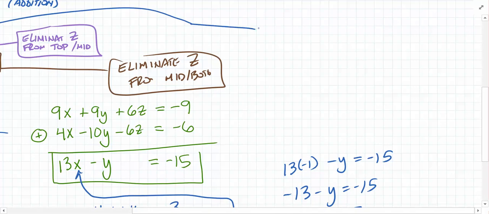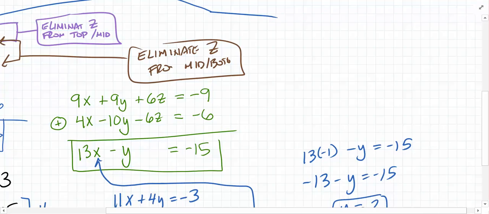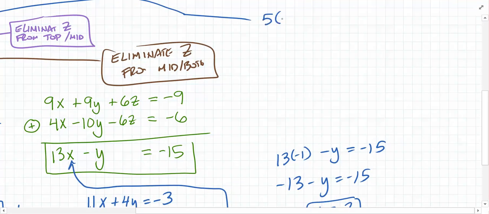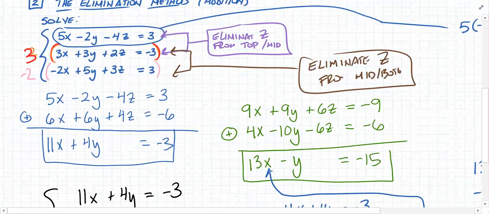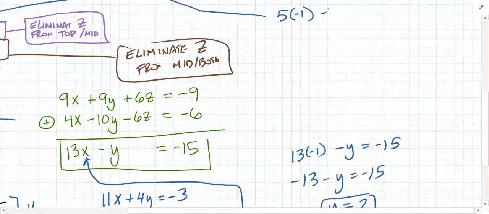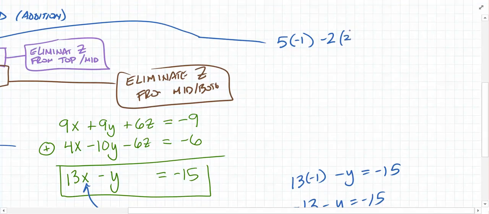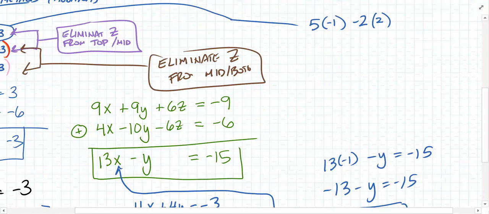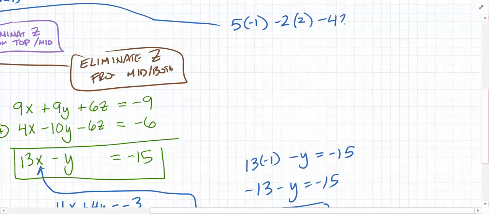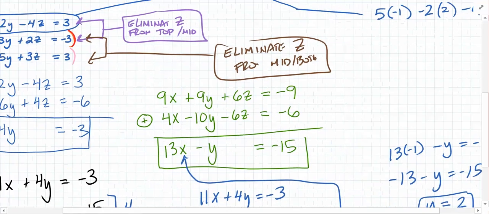I'm going to need some help. I don't remember what this is. So 5. What was the value of x, you guys? Negative 1. Thank you. Minus 2. Minus 2. What was y again? Y was 2. Thank you very much. Appreciate it. And then minus 4z is equal to 3.